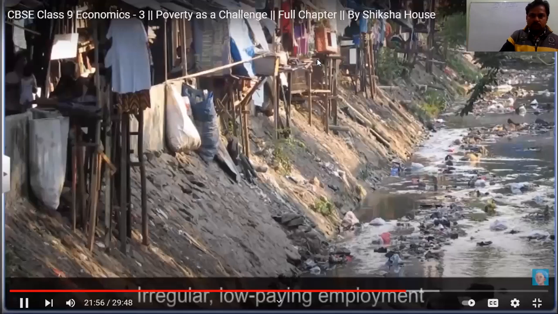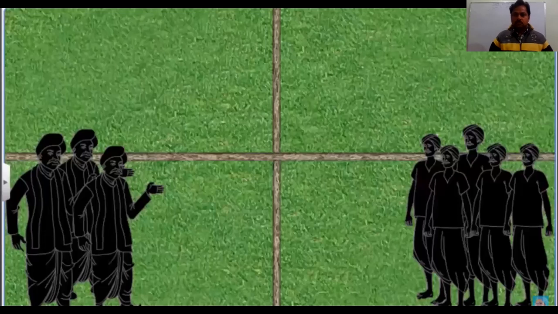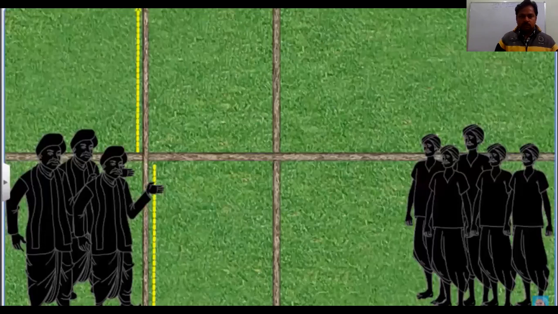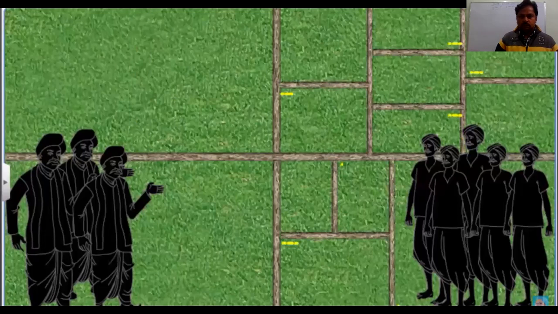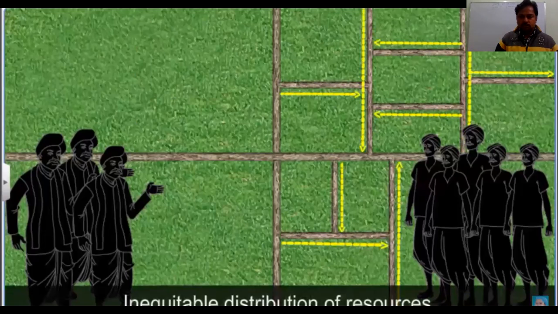Despite many government policies like land reforms, there is unequal distribution of resources in our society. A small number of wealthy people have control over large shares of resources, while a large number of people who have fewer resources live in poverty.